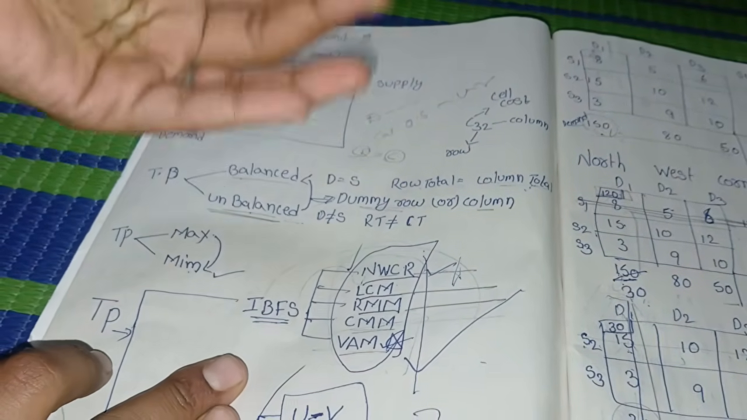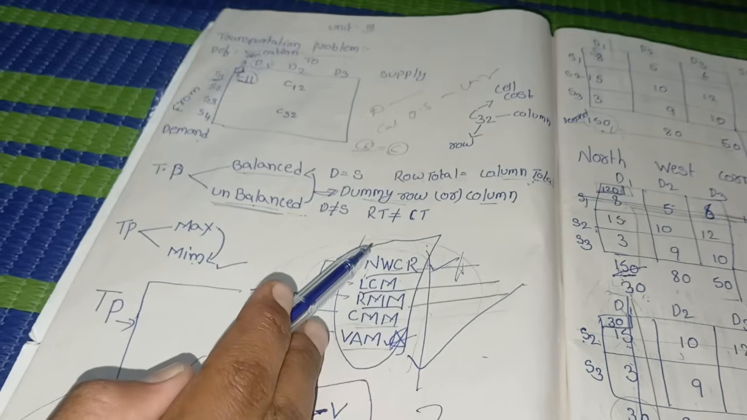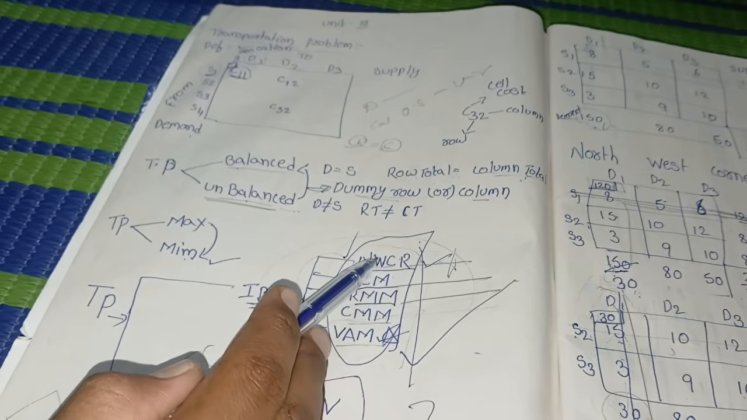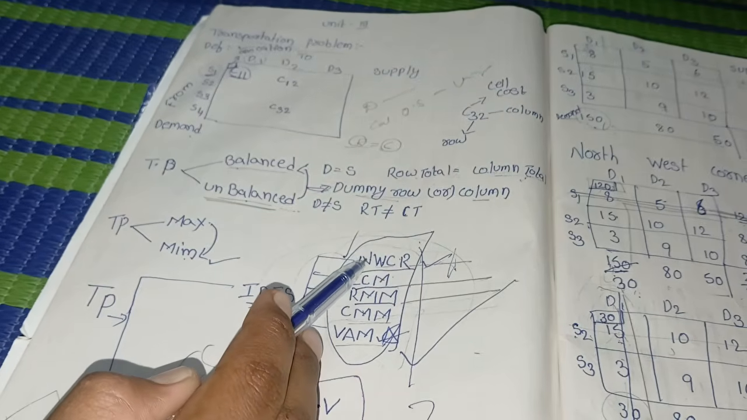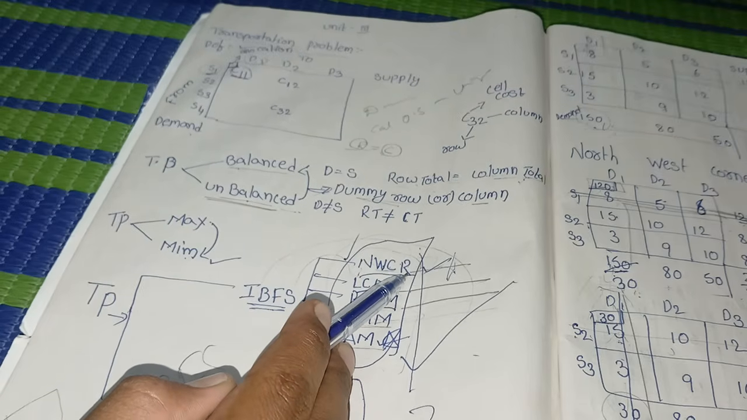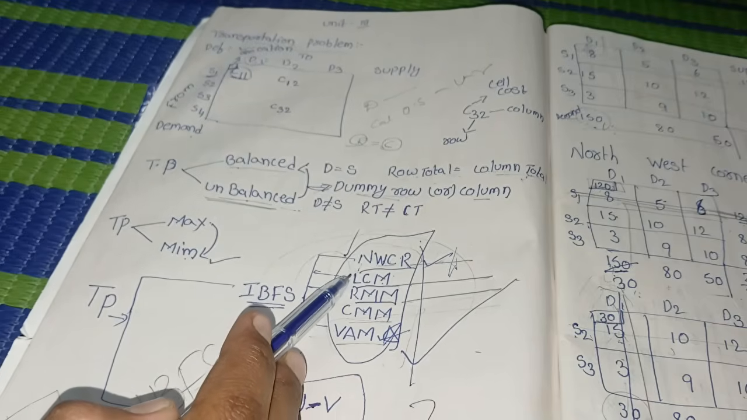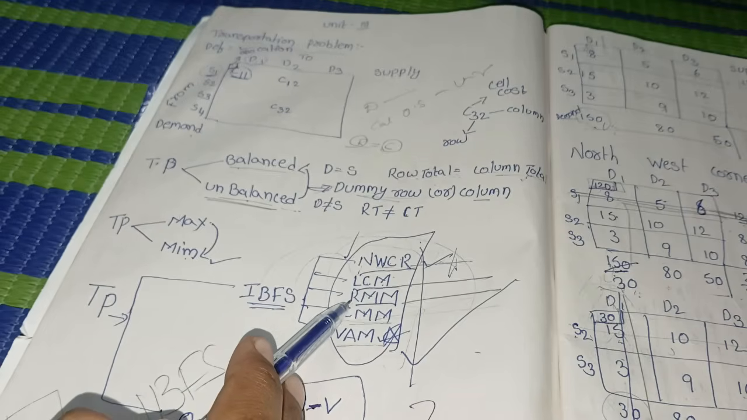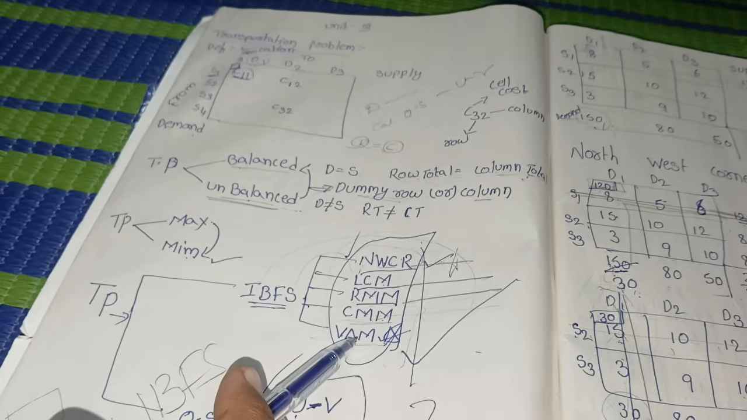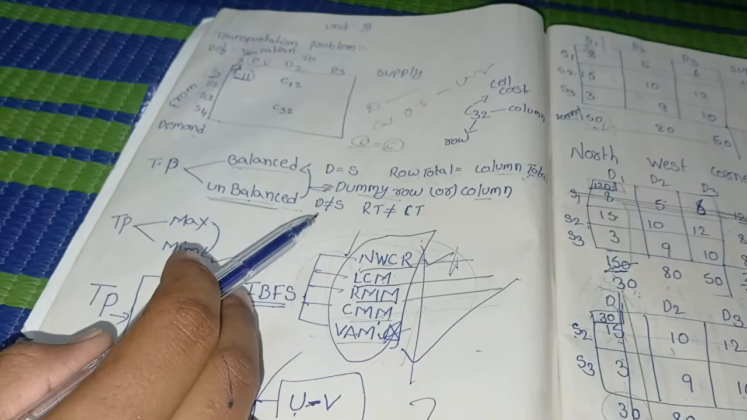Again I am saying, your concentration is much more important, because in the transportation problem you are having 5 methods in total. How many methods? 5 methods. What are those methods? NWCR, that is nothing but the northwest corner method, or northwest corner rule. Next one is LCM, least cost method. RMM means row minimum method, then column minimum method, and Vogel's approximation method. So these are the 5 methods you are having in the transportation problem.